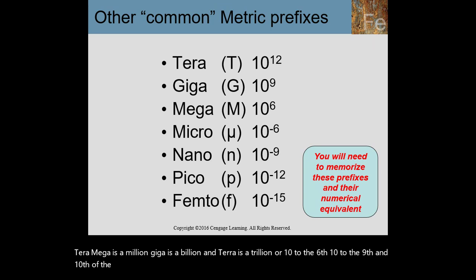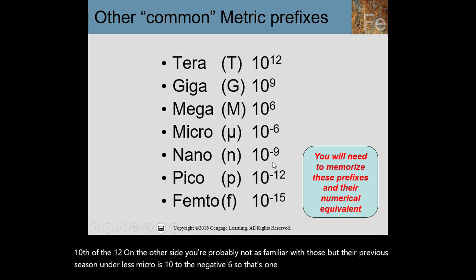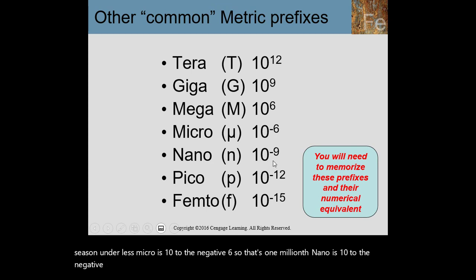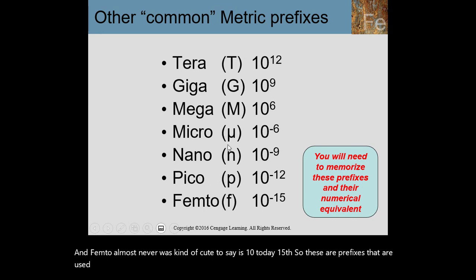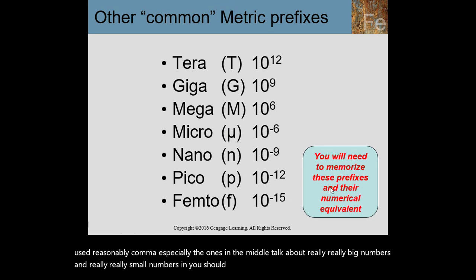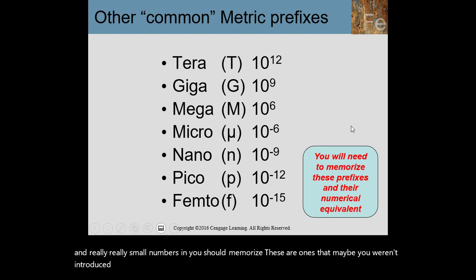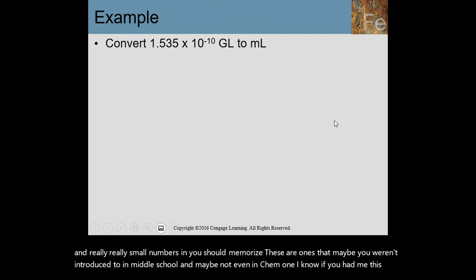On the other side, you're probably not as familiar with those, but they're prefixes nonetheless. Micro is 10 to the negative 6, so that's 1 millionth. Nano is 10 to the negative 9th, that's 1 billionth. Pico is 10 to the negative 12th, that's 1 trillionth. And femto, almost never used, but it's kind of cute to say, is 10 to the negative 15th. So these are prefixes that are used reasonably commonly, especially these ones in the middle, talking about really, really big numbers and really, really small numbers. And you should memorize these. These are ones that maybe you weren't introduced to in middle school, and maybe not even in Chem 1. I know if you had me, this was introduced to you. So let's talk about this one.